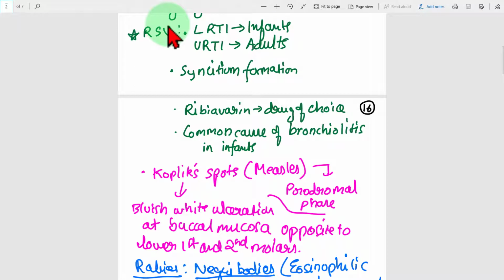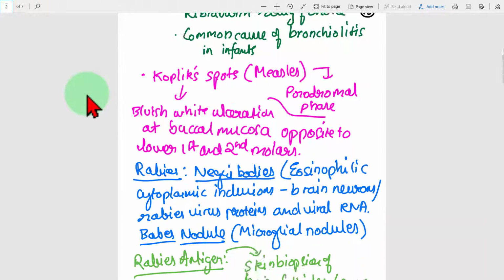So last we saw RSV. RSV results in LRTI in case of infants, and URTI in case of adults, that is, lower and upper respiratory tract infections, and also results in syncytium formation. Now, talking about the drug of choice, it's ribavirin. And it is the common cause of bronchiolitis in infants.